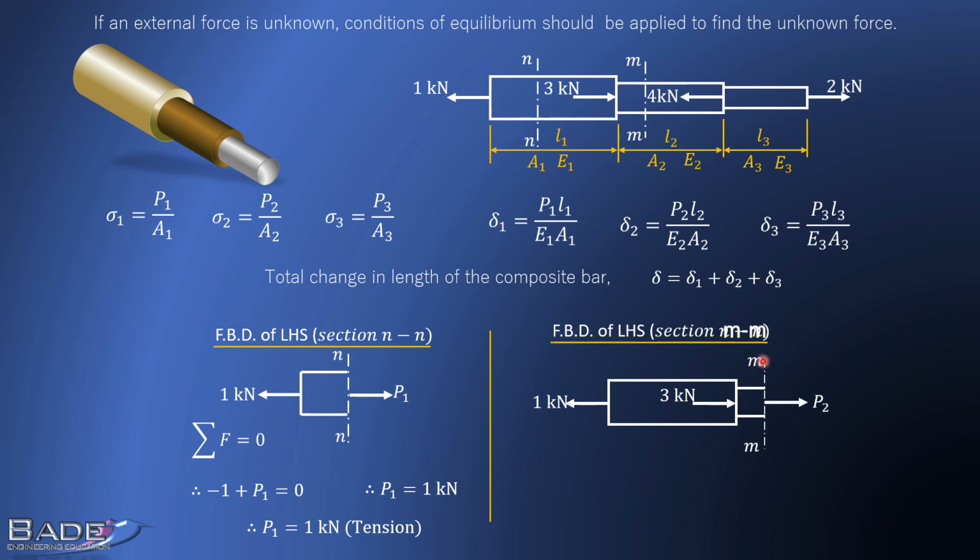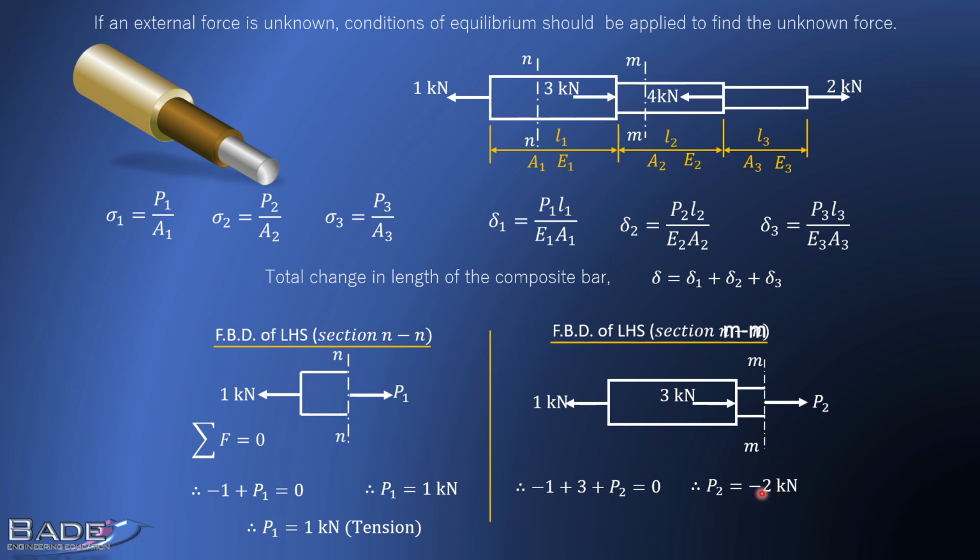Now show reaction. Since all forces are along a line, reaction will be on the same line. This P2 is force on section MM, which is in second portion. That is why I have labeled it in this manner, P2. This is actually force in this member. Now apply conditions of equilibrium. There is only one condition available here, sigma Fx equal to 0. So minus 1 leftwards, 3 rightwards, and P2 rightwards. So net force is minus 2 kilonewton.